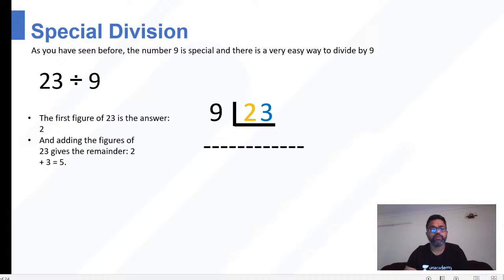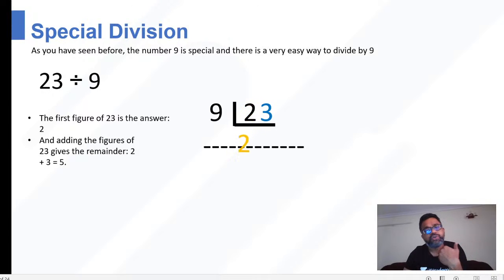Okay, so now watch this. Division by 9 is very easy. Of course, you know what a quotient, divisor, remainder, and dividend are, right? Our target in a division is to find out what the quotient is and what the remainder is. So basically, you're trying to find out how many 9s are in 23, right?